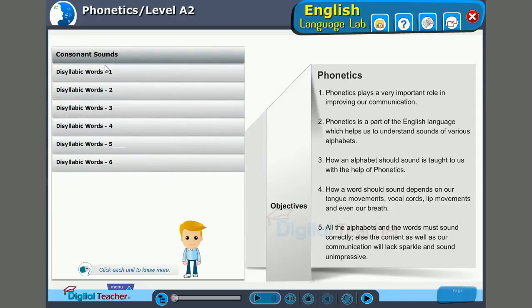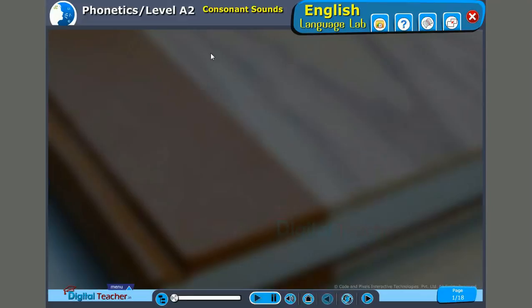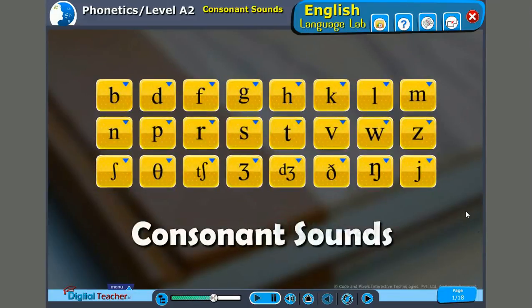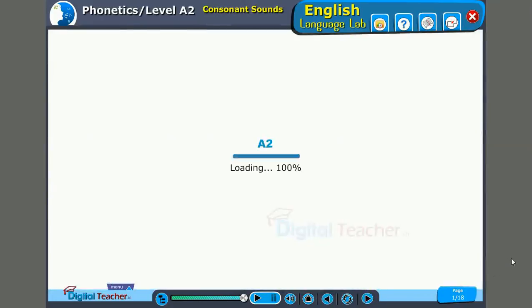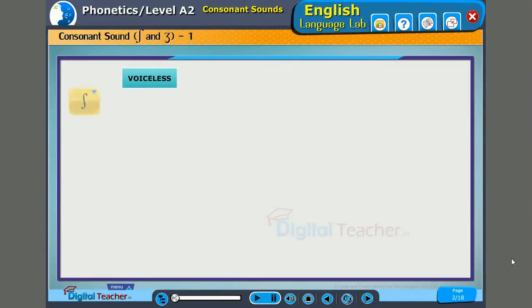The first one is consonant sounds, and after that we'll have disyllabic words. First let us see the consonant sounds. Voiceless consonant sh sound and voiced consonant sh sound. Sh as in show, mention, cash. Sh as in usual, occasion, pleasure.